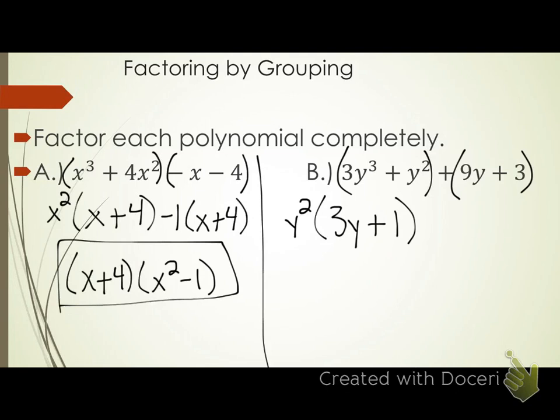Second group, 9y plus 3. What's my GCF here? 3. 3 is the biggest number that goes into 9 and 3. Any variables to pull out? No, this first term has a y, but the last term does not, so they don't have any variables in common. So 3 is my GCF of that last group. 3 times what gives me 9y? 3y. 3 times what gives me 3? 1.